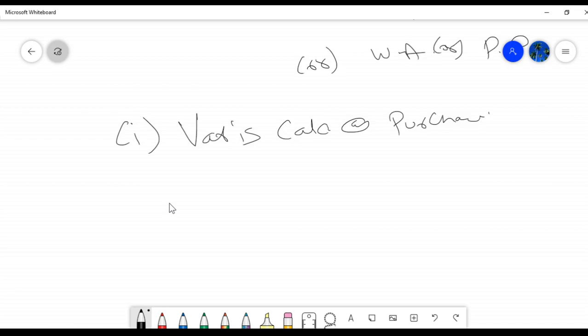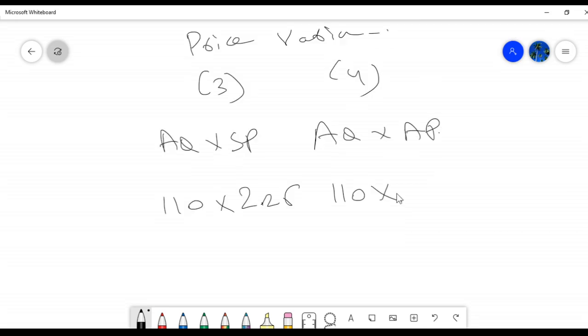Actual quantity 110 into actual price, how much? In this case, the purchase price, which we have to take from the question. What is the purchase price? 2.15. So 110 into 2.25 equals 247.5. Then 110 into 2.15 is how much?